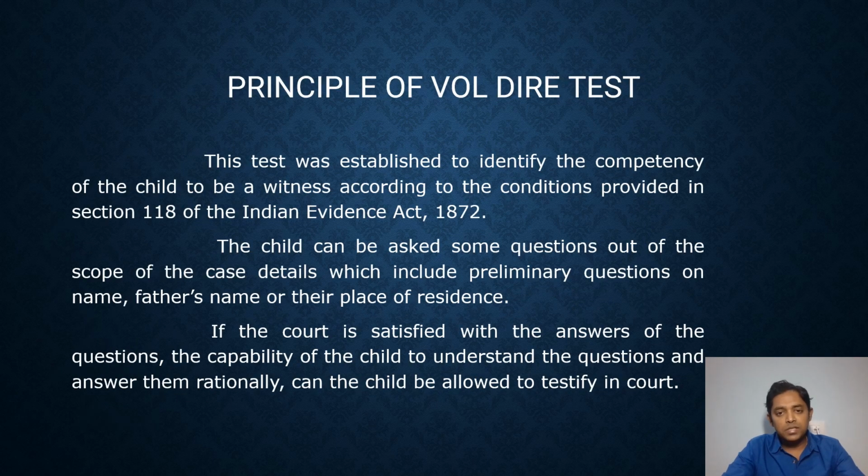Principle of the Wall-Dyer test. This test was established to identify the competency of the child to be a witness according to the conditions provided in Section 118 of the Indian Evidence Act 1872. The child can be asked some questions out of the scope of the case details, which include preliminary questions on name, father's name, or their place of residence. If the court is satisfied with the answers to the questions, and the capability of the child to understand the questions and answer them rationally, can the child be allowed to testify in court.